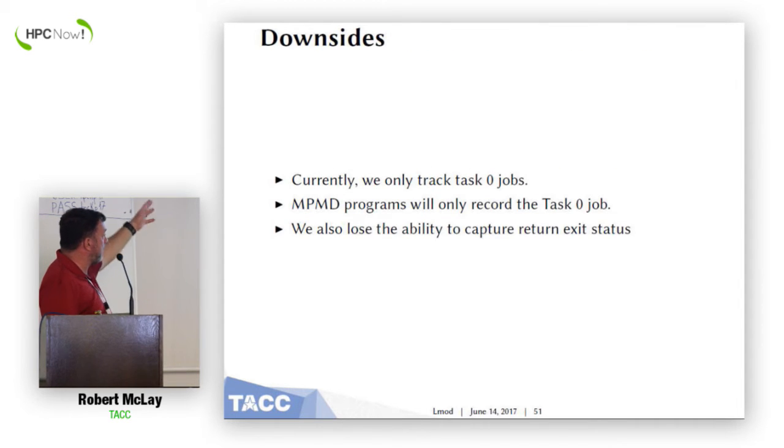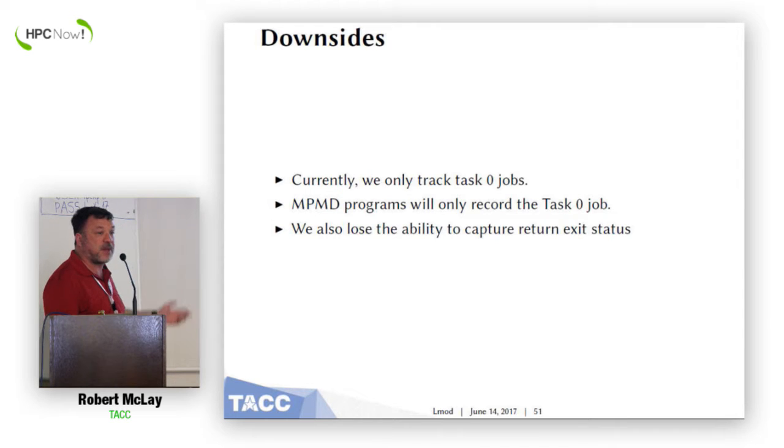There are some downsides. To cut down the amount of data, we only record information from task 0, which means that we don't get the MPMD job. So if you've got an atmospheric code tied to an ocean code, which is also tied to an ice code, you're only going to get one of them. And we don't know what the exit status is.